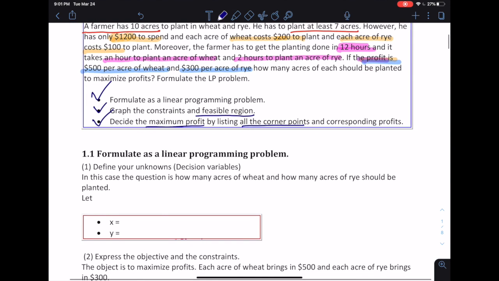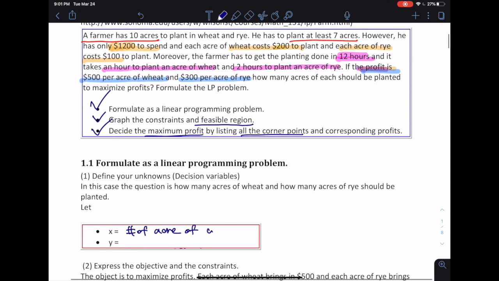So let's try to formulate this problem first. As the first step, we have to decide the decision variables. The decision variable x in this case is the number of acres of wheat the farmer will plant. Y is the number of acres of rye the farmer will plant.